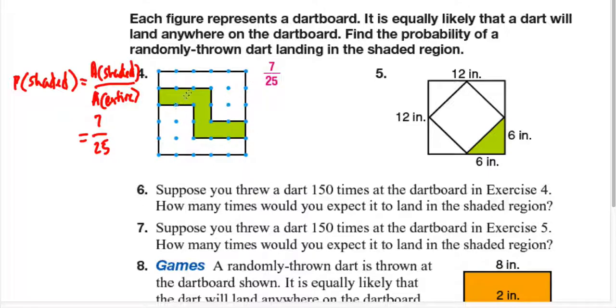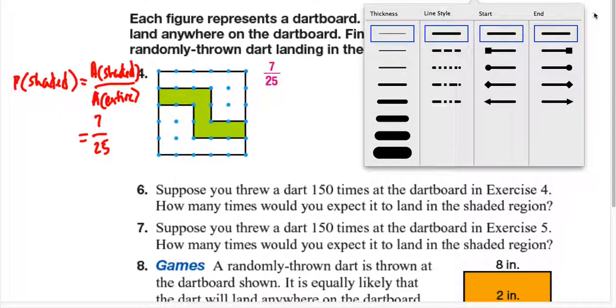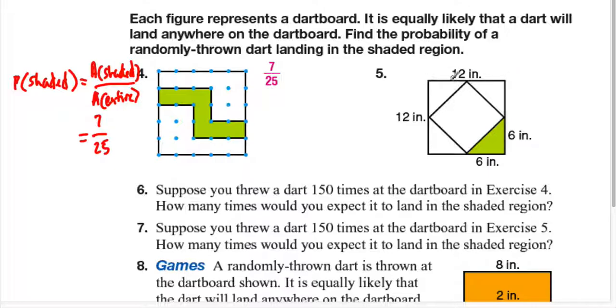Going to our next example, what is the probability of it landing in the green shaded region right here? Make it a thin line so I can write better. So again, the probability of it landing in the shaded region will be equal to the area of the shaded region over the area of the entire region, or the whole region.